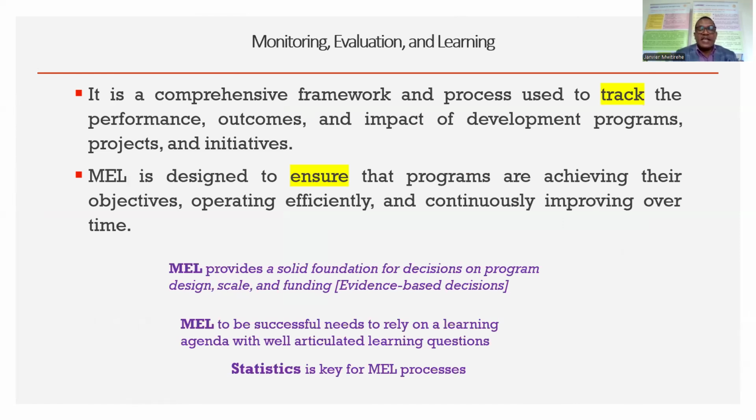So let us define monitoring, evaluation, and learning. This is made of three processes, but those processes are interrelated and combined to make a comprehensive framework that can be used to track the performance, the outcomes, and impact of different initiatives, either programs, projects, policies, etc. So MEL is basically designed to ensure that programs are achieving their objectives, they are operating efficiently, and continuously improving over time. There are keywords that I highlighted: track and ensure. And the other one that was not highlighted, but also key: continuously improving over time.